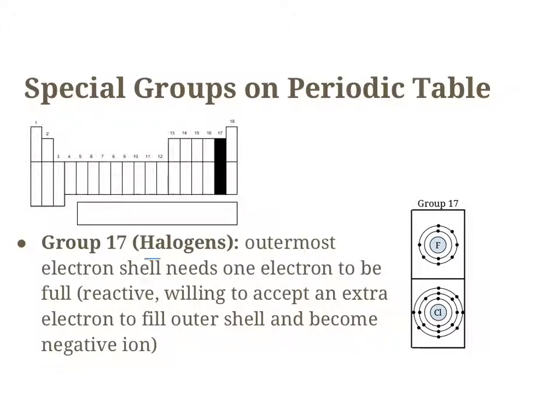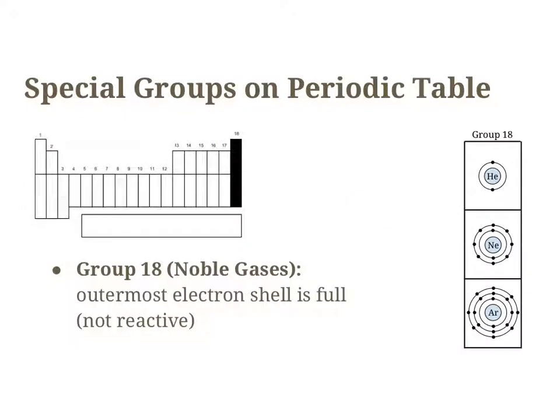Now group 17 has another special name. We call it the halogens. Everything in this column has 7 valence electrons, and they are also incredibly reactive. They're incredibly reactive because they need one more electron. So these guys are very, very willing to accept one more electron, and when they do that, they become a negative ion and become a little bit more stable.